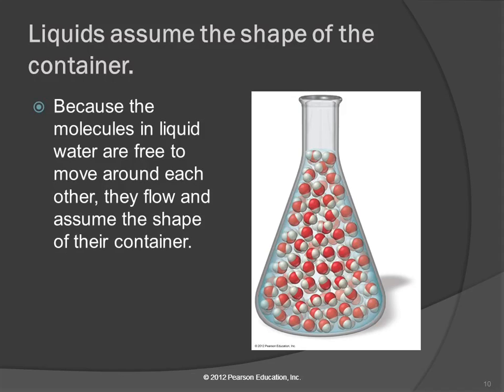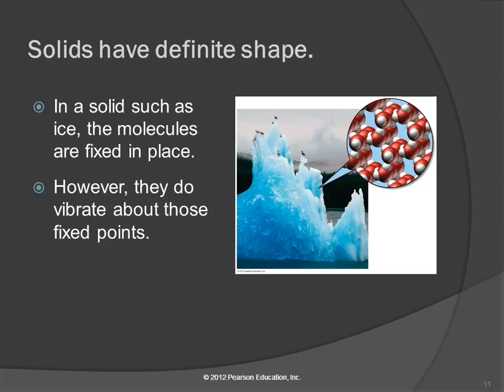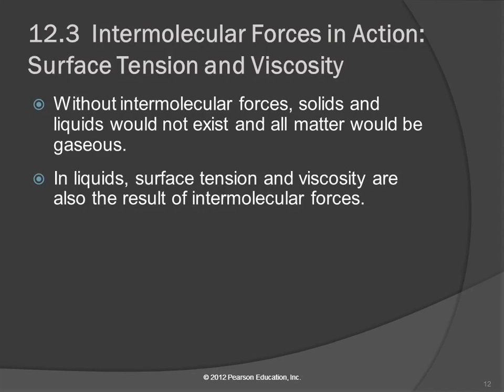So liquids assume the shape of their container because they can move around. I don't know how much detail we need to go through on all of these. Solids have definite shapes because the particles are fixed in place. They're vibrating, but they can't move relative to each other, so that's why they retain their shape. Any questions?